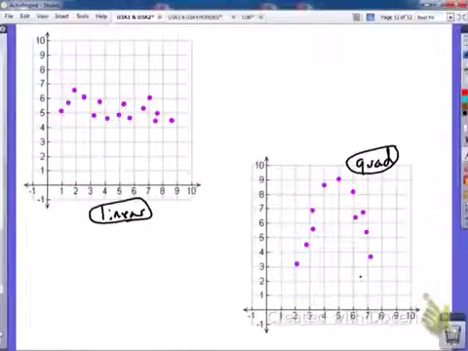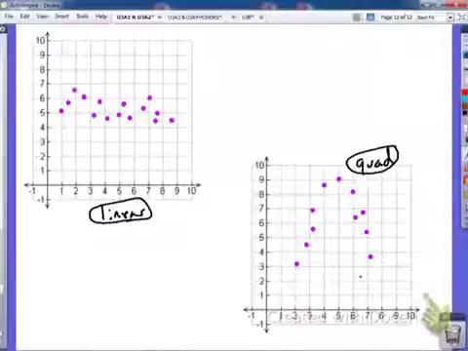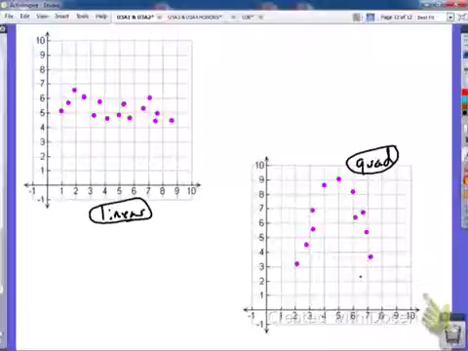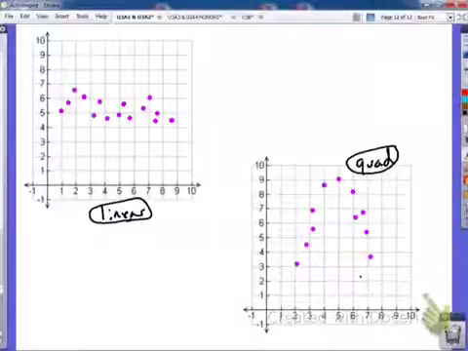All right. So this covers the first two skills involved here: parent graphs, parent equations, their descriptions, and also identifying what graph is probably best going to model a scatter plot. So thank you for watching.